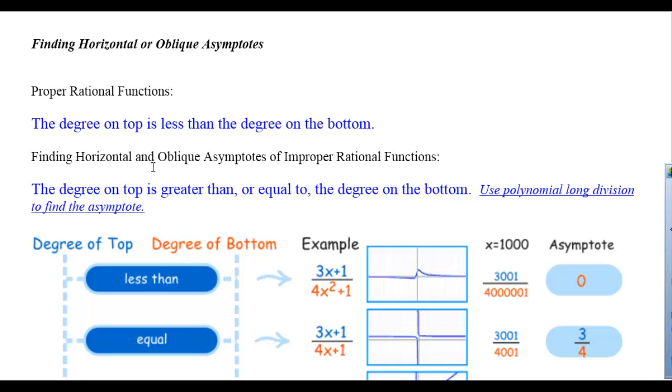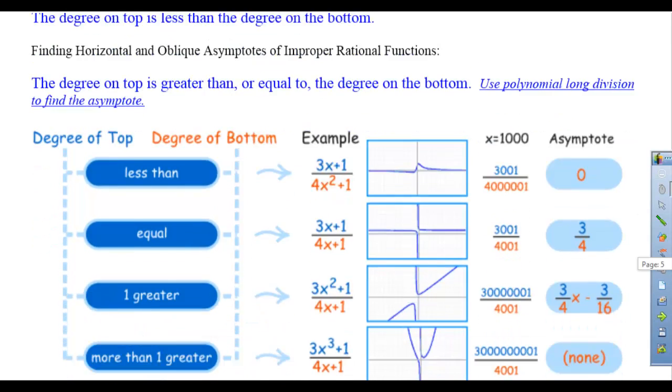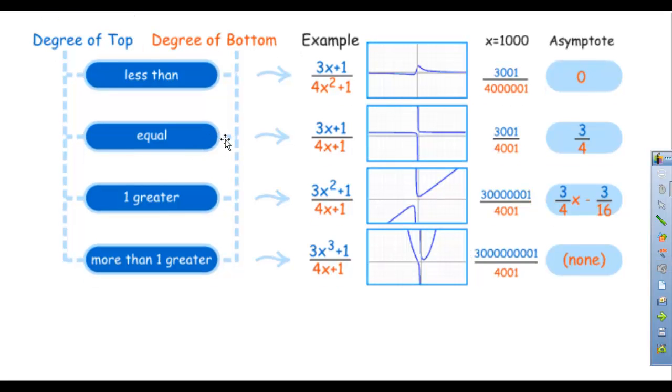So in order to find those, proper rational functions are where the degree on top is less than the degree on the bottom. That's what's considered proper, just like an improper fraction. So here's a quick little chart. I would go ahead and definitely mark this for your notes of when we're looking at these different types of asymptotes.